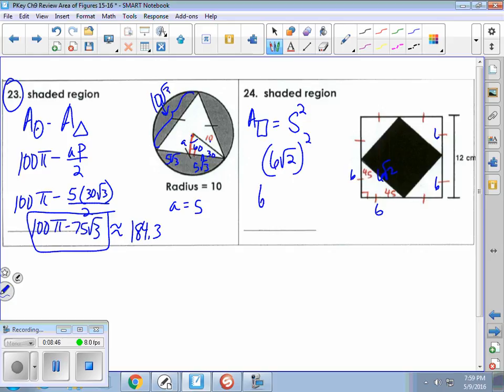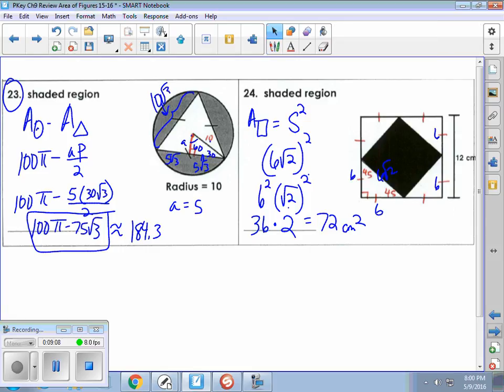If I square that, I am squaring the 6, and I'm squaring the square root of 2, the radical 2. When I square 6, that's 36. Anytime I square a radical, it gets rid of the radical, so we have 36 times 2, and we have basically 72 centimeters squared. Now, some of you might have taken the whole and subtracted. Okay, since the shaded is a square, I'm just going to do that.